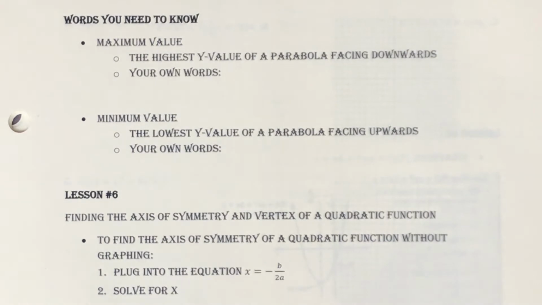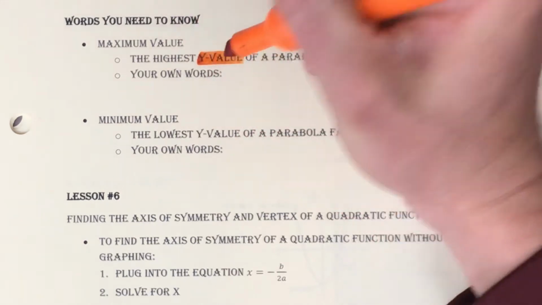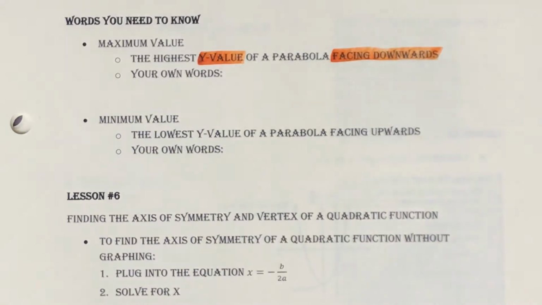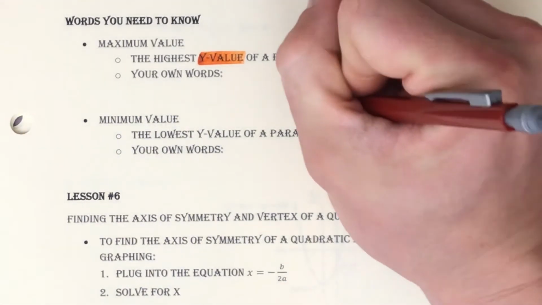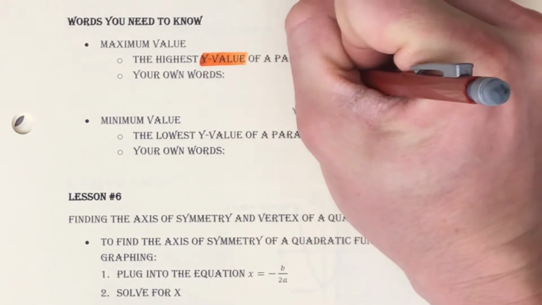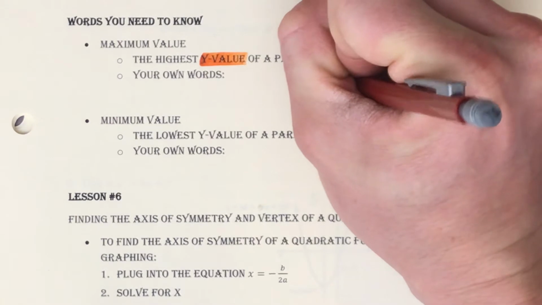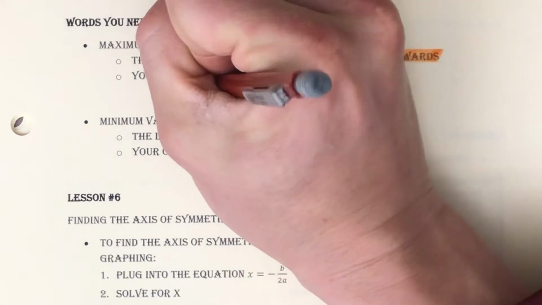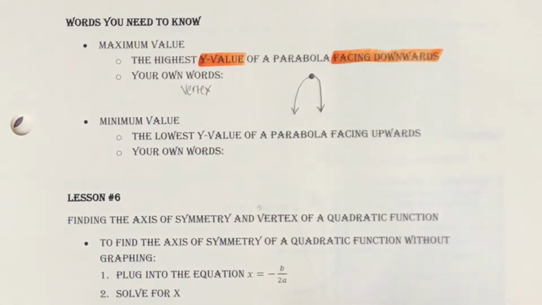But just to highlight what we're talking about, the maximum value of a quadratic function is the highest y value of a parabola facing downwards. So one of our parabolas that are facing downwards, that'd be a parabola that looks something along the lines like this. And then we've got this maximum value, the biggest value that it can be, right? And that's always going to be shown through the vertex. So on a downward facing parabola, that's going to be shown through the vertex.